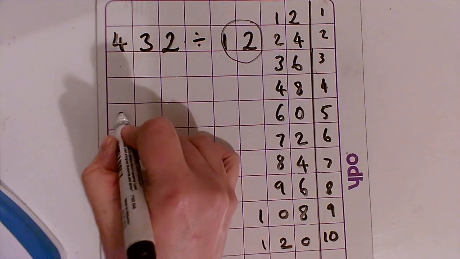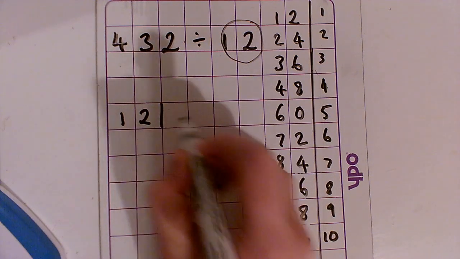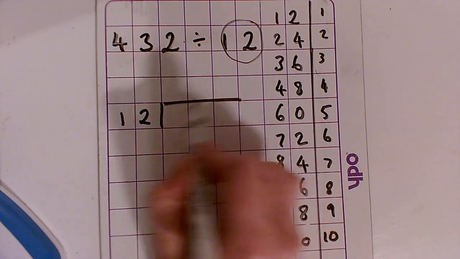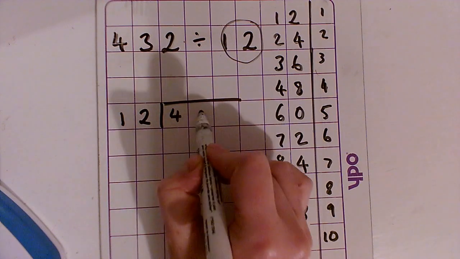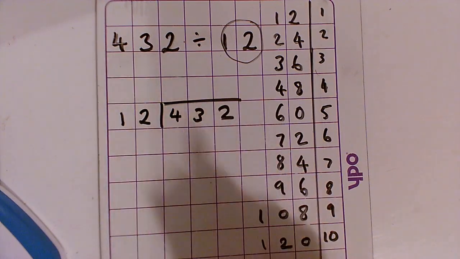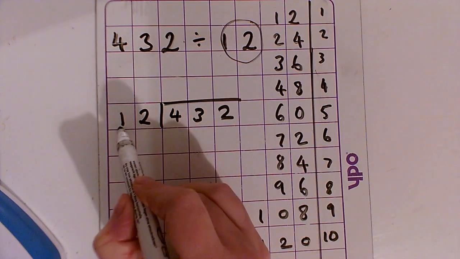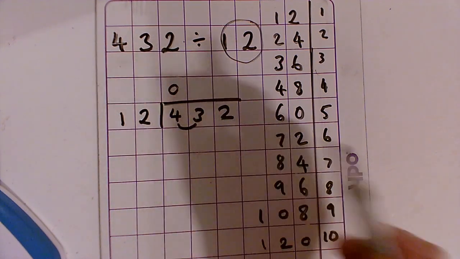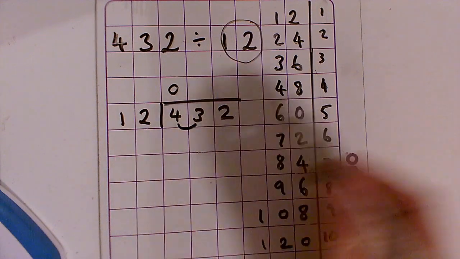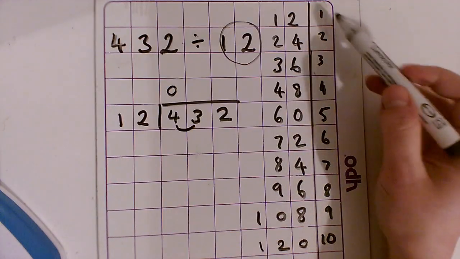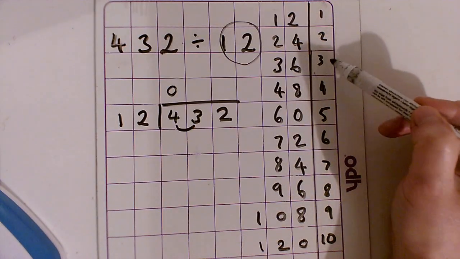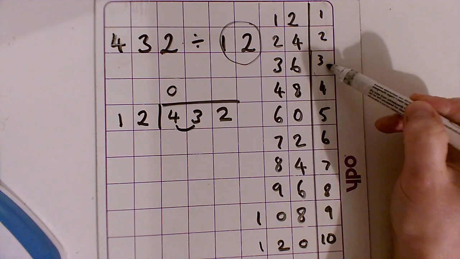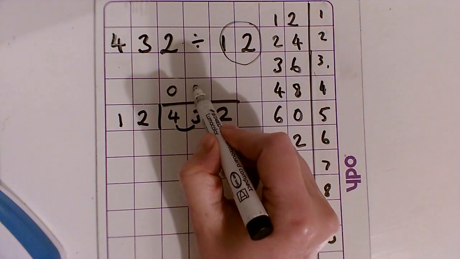Okay, so the first way that we can solve this is just using quite a traditional bus stop method as we have seen before. So exactly the normal layout, 432 divided by 12. So how many 12s go into 4? None. And so we connect these together. How many 12s go into 43? And this is where this becomes very useful because I'm looking down my list here. Okay, it's going to end up being 3, isn't it? So it would be 3.